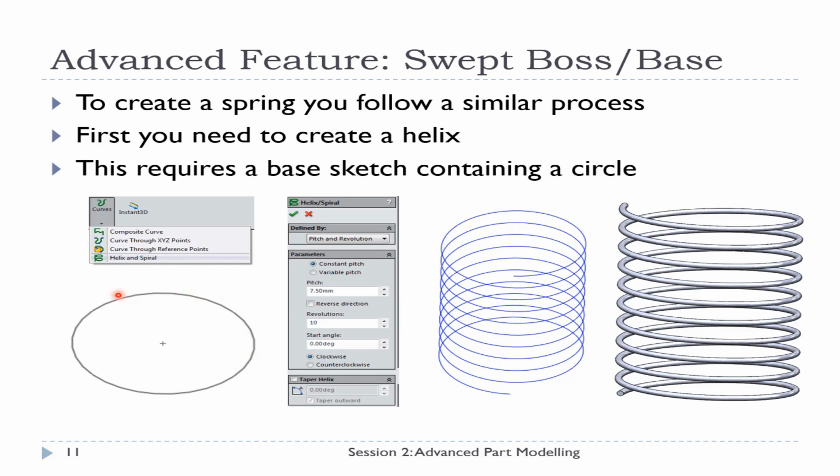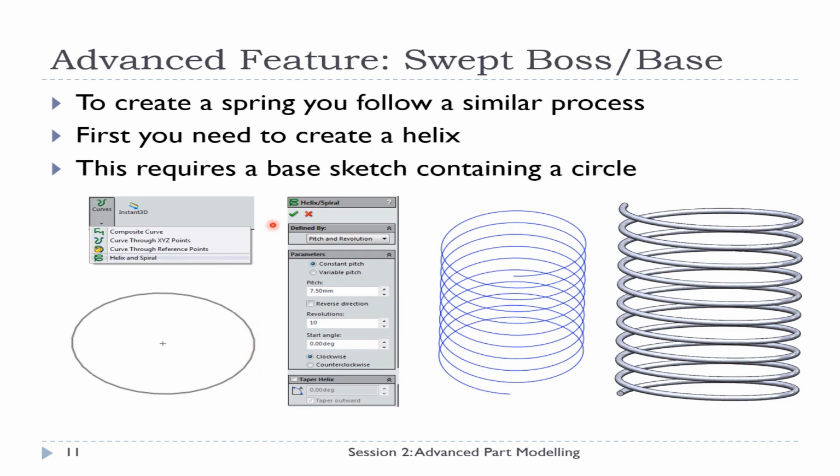So to do that, we need to start with a base sketch. It can be a circle, which can be converted to the third dimension using the helix and spiral feature. So if you have a circular sketch like that, then you can go to curves. From the features tab, you can go to curves and helix and spiral.